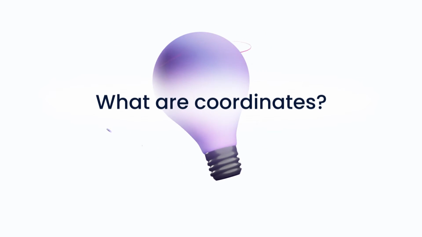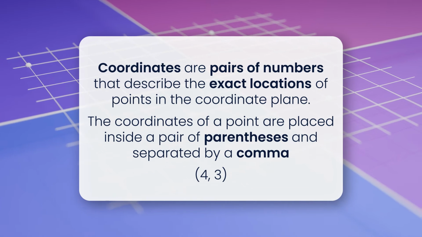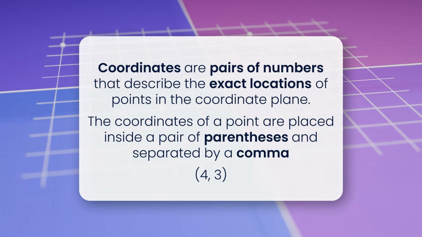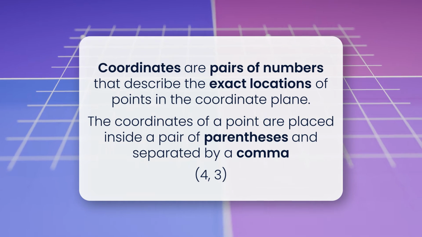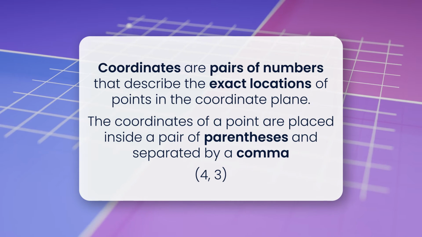What are coordinates? Coordinates are pairs of numbers that describe the exact locations of points in the coordinate plane. The coordinates of a point are placed inside a pair of parentheses and separated by a comma, like in (4, 3). Let's take a closer look at these coordinates.